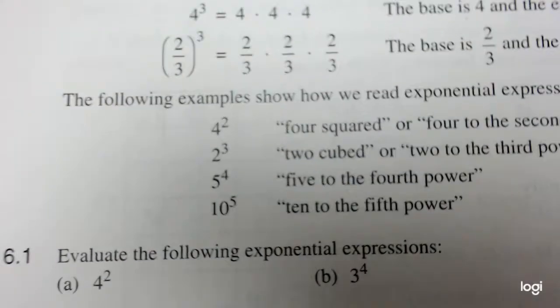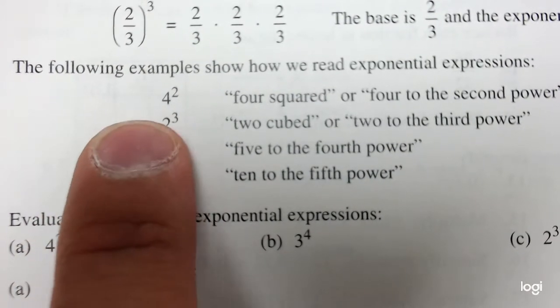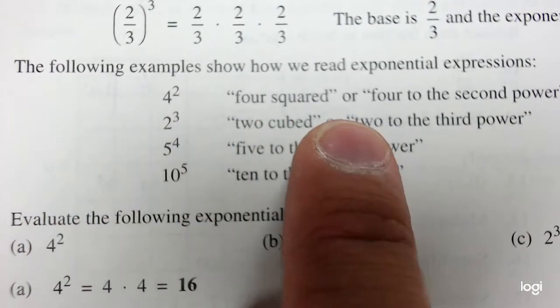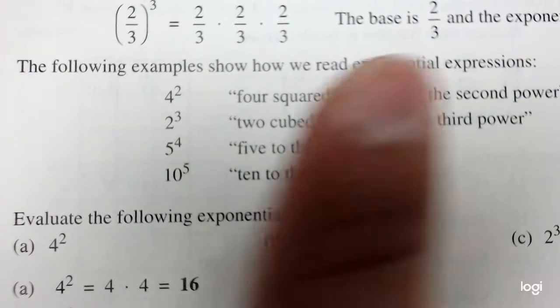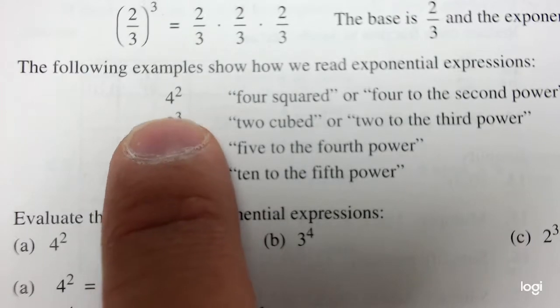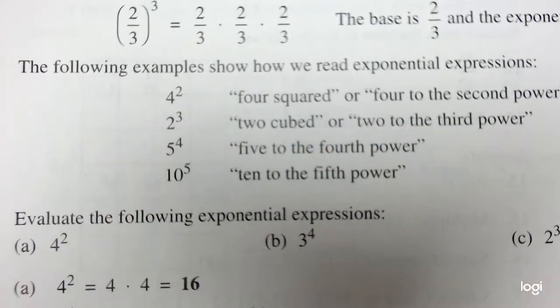Now, exponents are read in a specific way. We see some examples right here. For example, to the second power is read as squared. So we could say this is 4 squared, or we could say 4 to the second power. If we have something to the third power, we would say cubed. So this is 2 cubed, or 2 to the third power.